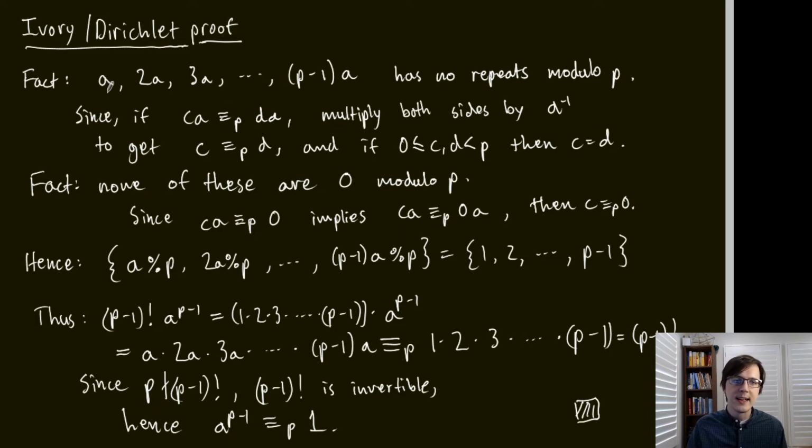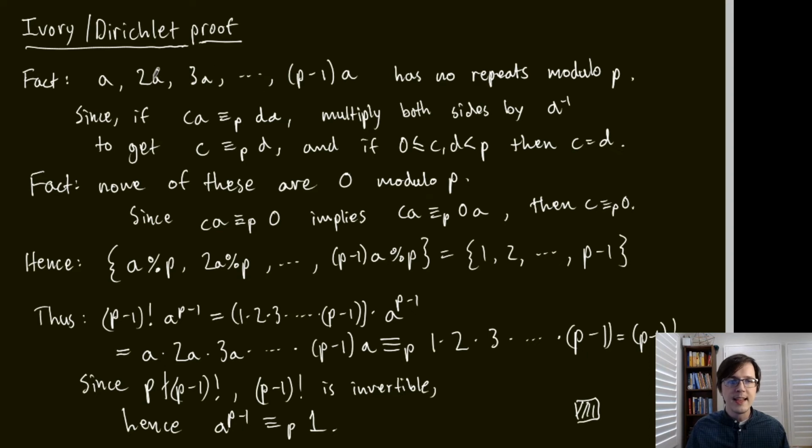So let's look at these multiples of a. We have a, 2a, 3a, all the way up to (p minus 1)a. So we're starting with 1a, of course. So the fact is that this list of numbers, modulo p, has no repeats. So how do we show this? Well, let's say that there was a repeat. So for some c and d, ca and da were congruent mod p.